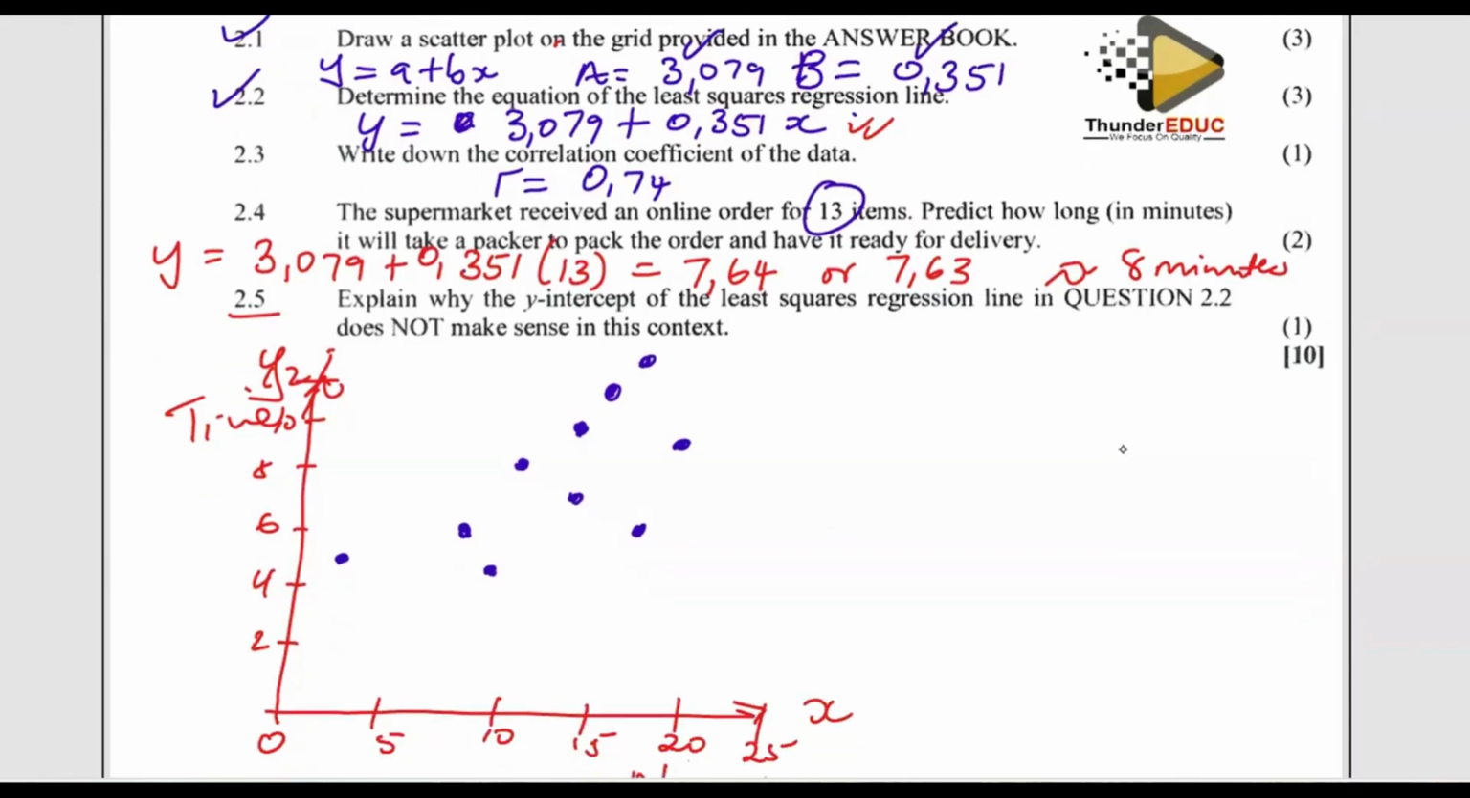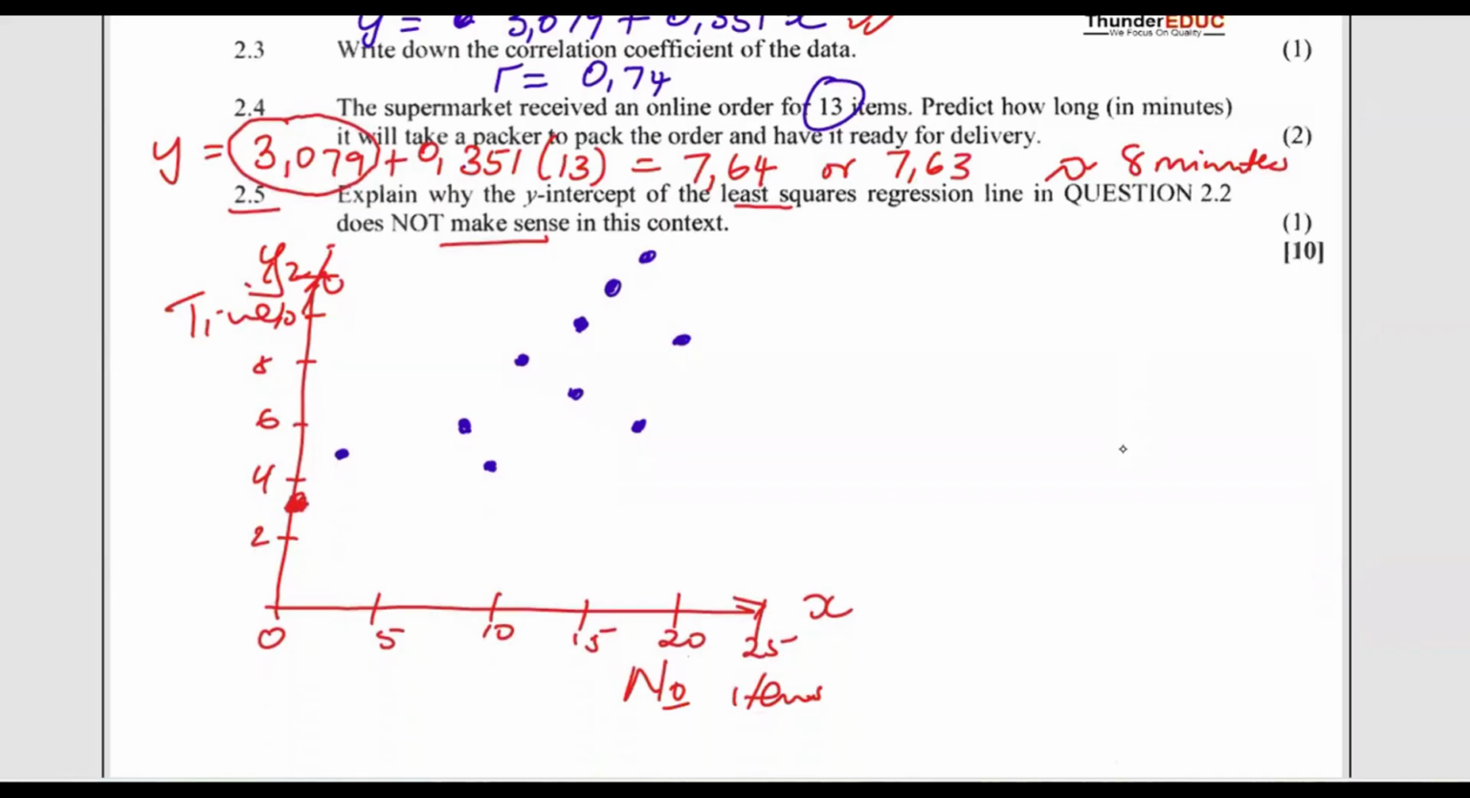Then explain why the y-intercept of this line does not make sense. So meaning that the y-intercept, which is a 3.07 something, why doesn't it make any sense? Simply means that if we have an order with no items, that is going to take us 3 something minutes or 3 minutes to arrange that order. So that basically doesn't make sense, because whenever an order is placed, there are items that have to be there.